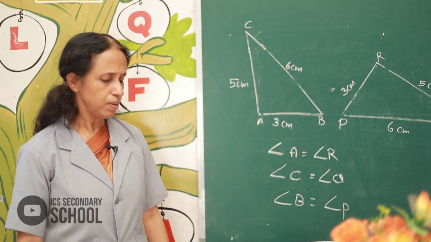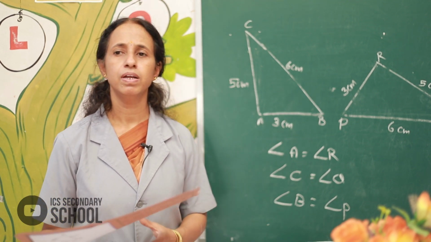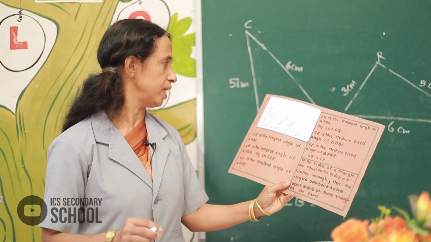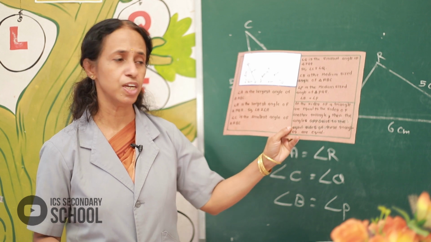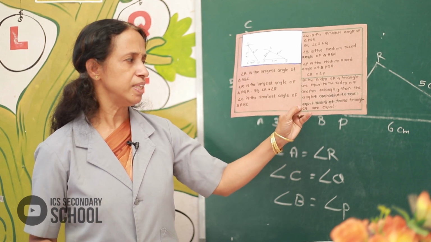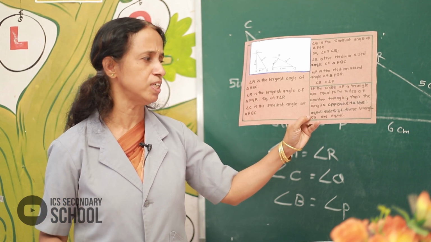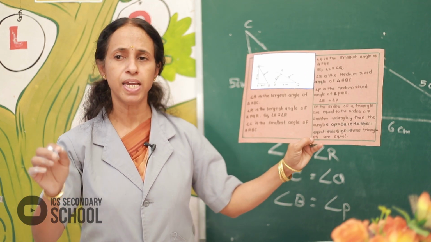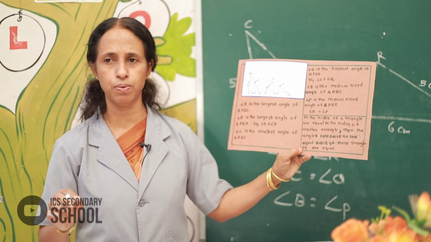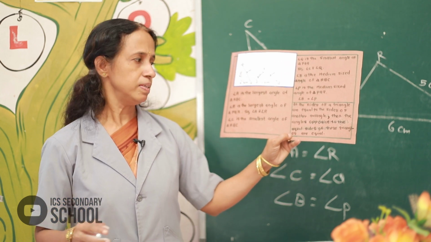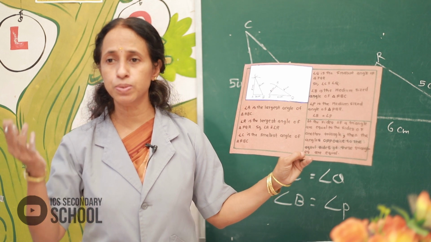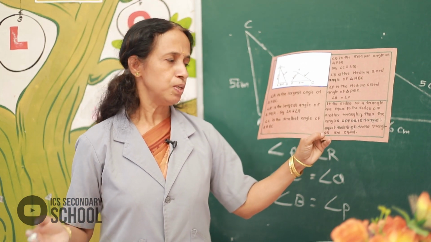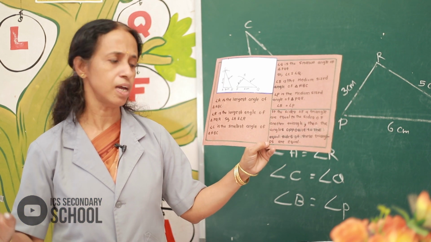Next, we have the next principle. If the sides of a triangle are equal to the sides of another triangle, then the angles opposite to the equal sides of these triangles are equal.